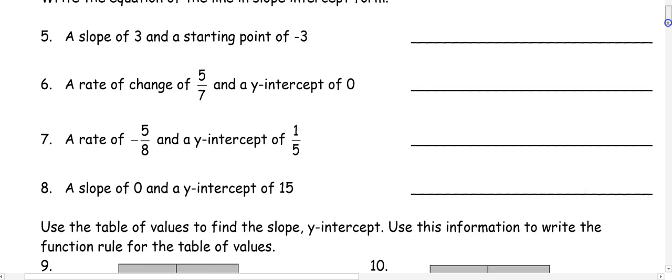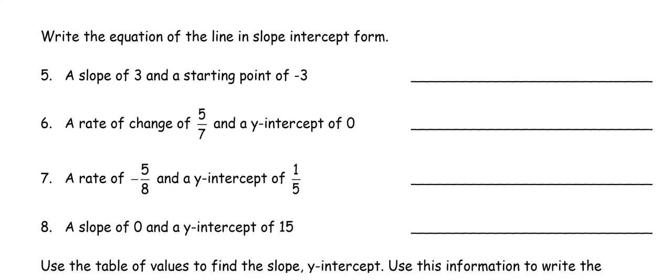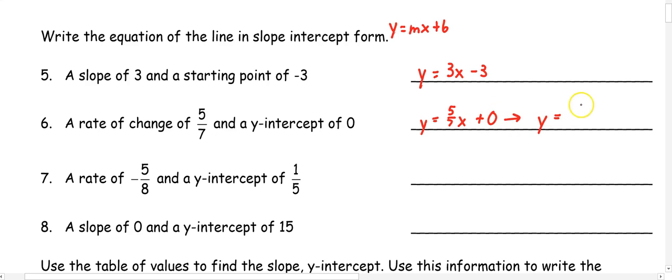So how do we write the equation if we're given information into slope-intercept form? Remember, slope-intercept form is y equals mx plus b. In the first one, a slope of 3 and a starting point of -3, we would have y equals 3x minus 3. In number 6, the rate of change is 5/7 and the y-intercept is 0. So we'd have y equals 5/7x plus 0. Now, if we just have a 0, we don't really need that there, so we can just have the equation y equals 5/7x.